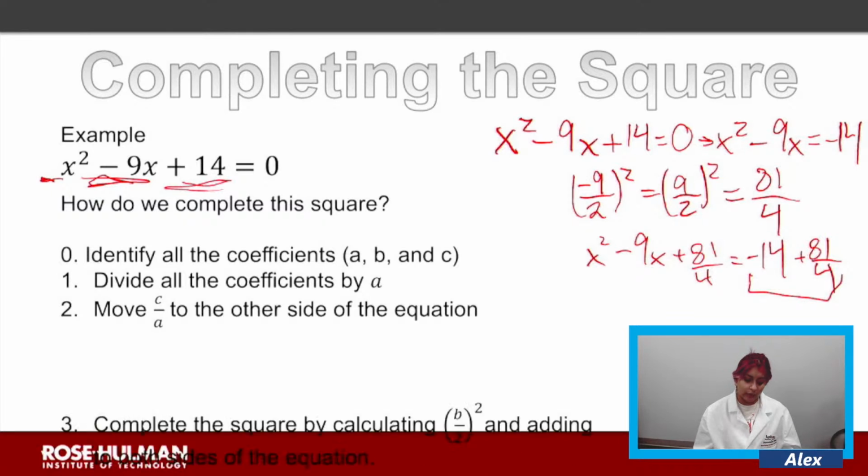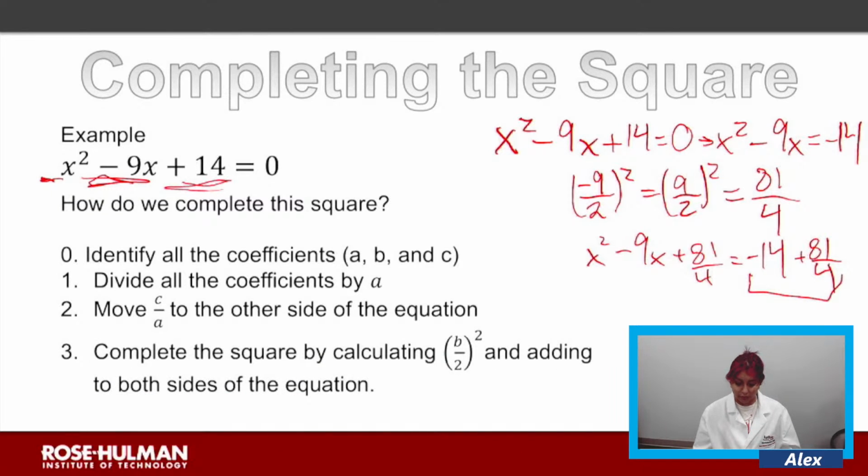Once you've done that, calculate b over 2 squared and add that to both sides of the equation. After that, it's just a matter of rewriting your equation, putting everything back into the left side of the equation, and then you end with vertex form, and that's how you complete the square.